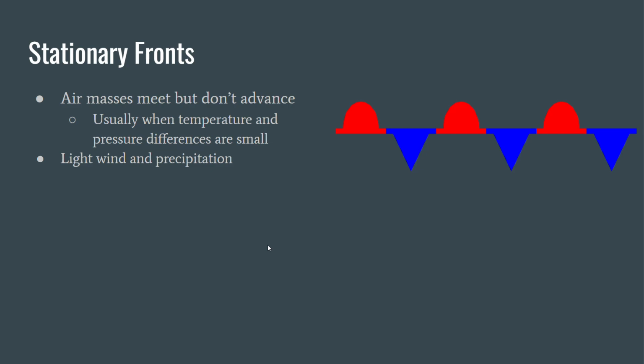So now stationary fronts. This is when the air masses meet but don't advance, and the temperature and pressure differences are small. So this causes light wind and precipitation.